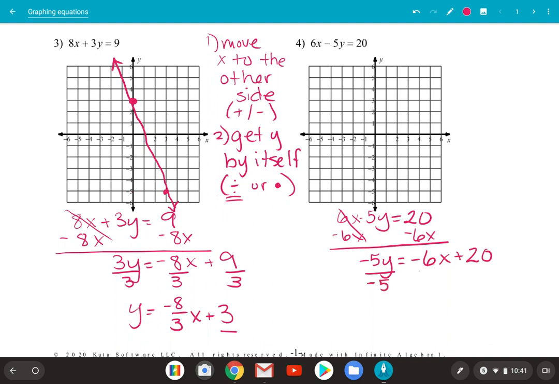We are going to divide everything by -5. Okay? Negative over negative is a positive. Positive over negative is negative. And when we graph it, we're going to start at -4, go up 6, to the right 5, and you graph it. There you go. That's how you do it if you only had one equation.